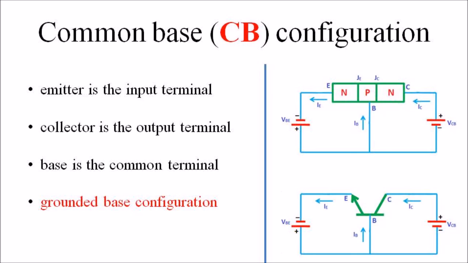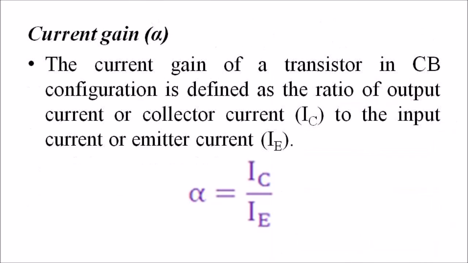So my dear students, hope you had understood this topic. When it comes to the common base configuration, as we mentioned, this CB configuration is not commonly used, and the current gain alpha of a CB is represented as the ratio between the output current and the input current, which is alpha equal to IC by IE. So dear students, hope you had understood this topic.